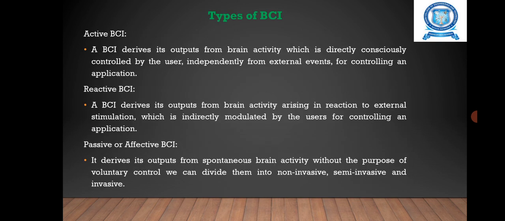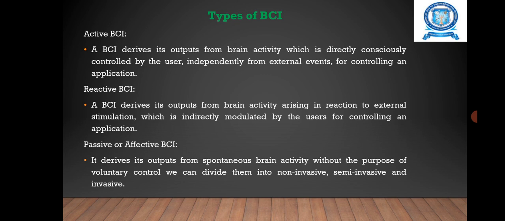First, we are going to see the types of BCI. There are many different techniques to measure brain signals. The first one is active BCI. It derives its outputs from brain activity which is directly and consciously controlled by the user, independently from external events, for controlling an application.